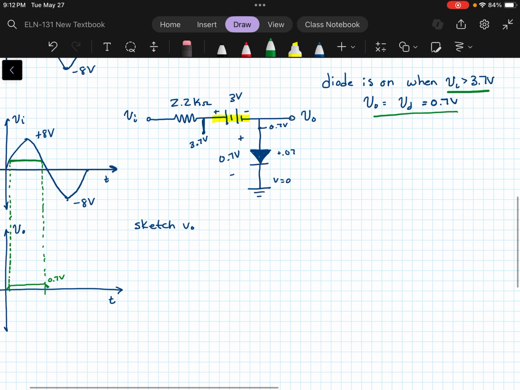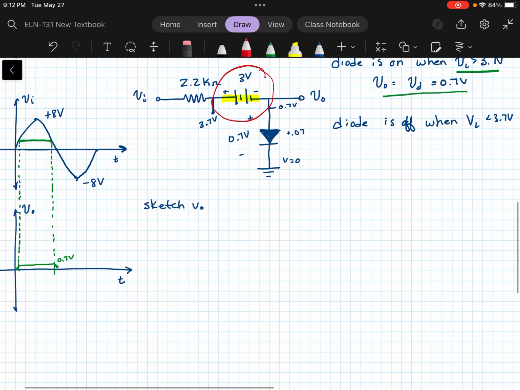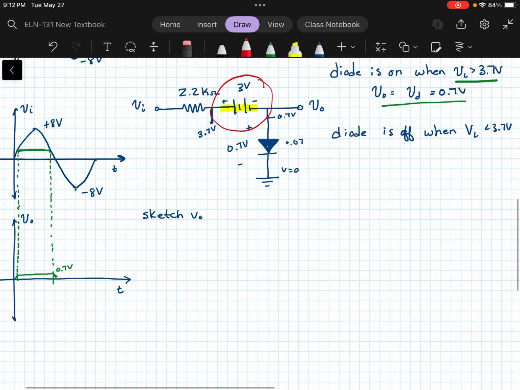Now, let's talk about when the diode is off. The diode is off when V in is less than the 3.7 volts, right? And at that point, you might say that it's just whatever V in is, but it's really not, because remember, we've got this minus 3 volts here from the input to the output. So it's going to be whatever V in is minus 3.